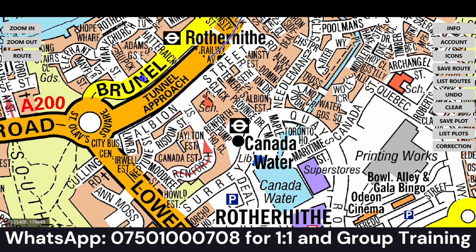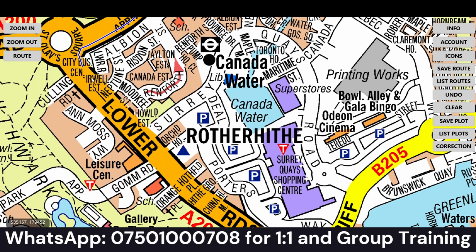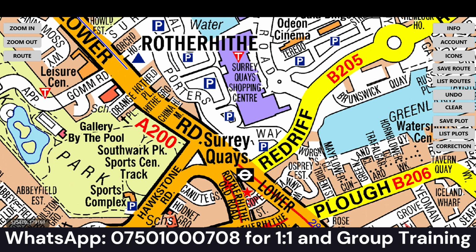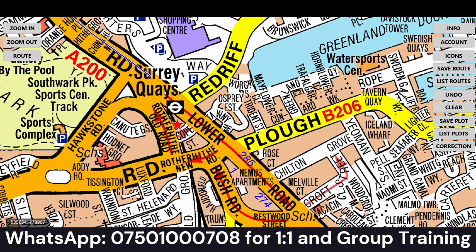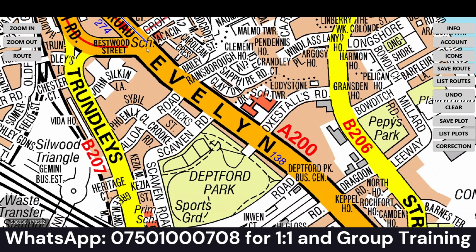Now when we see this tunnel approach here, which is written here, that means we are coming out of that tunnel, right? So now you turn this way and keep going down here. So keep going down from here. So we will keep going down.